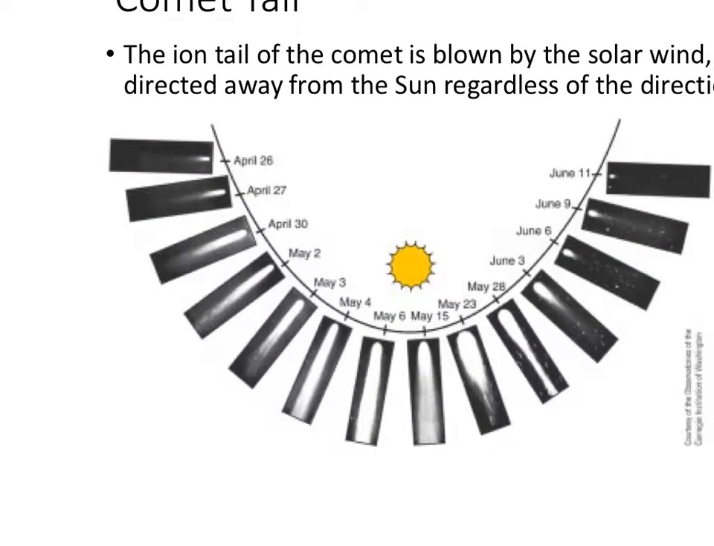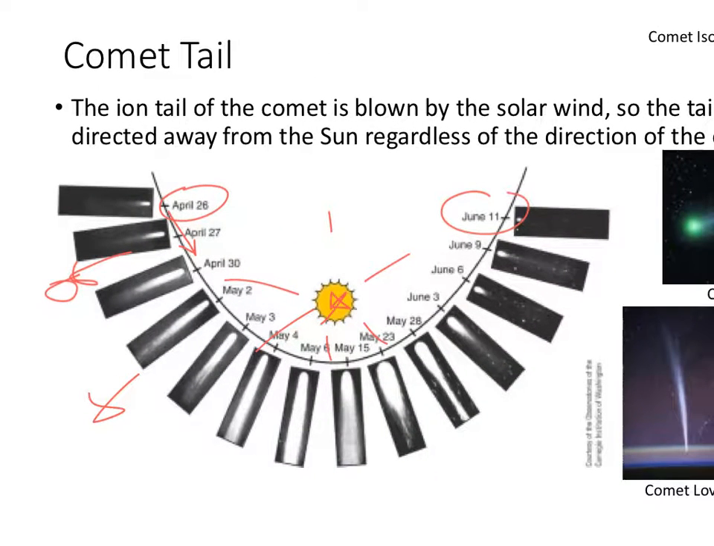Direction of a comet tail. Comets, remember, fizz as they get close to the sun. This is a neat set of several pictures of a comet, April 26th through June 11th. The comet tail will always go away from the sun. Even though it's going this direction, the tail goes this way because of the solar wind. I just think that is so cool.